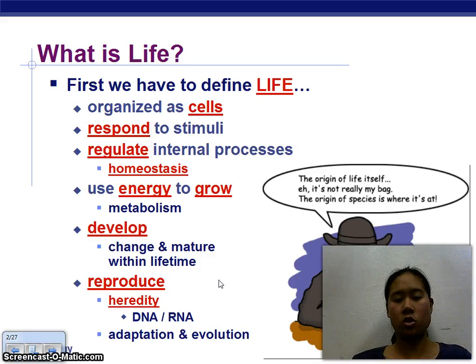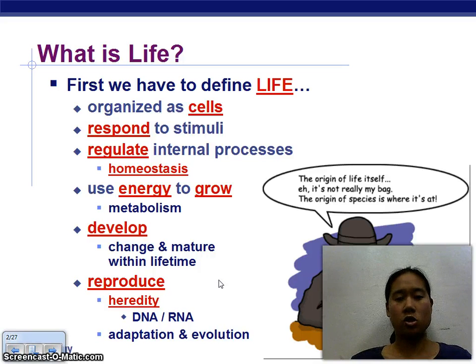They regulate their internal processes, meaning they have homeostasis. They can regulate themselves compared to the environment. Some examples of that could be sweating and shivering in people, and homeostasis means you're maintaining your balance. A lot of times in my room it's way too cold, so you can keep yourself warm, and that's part of homeostasis. You also use metabolism, such as energy, to grow and develop.